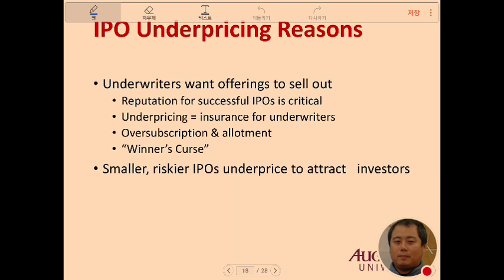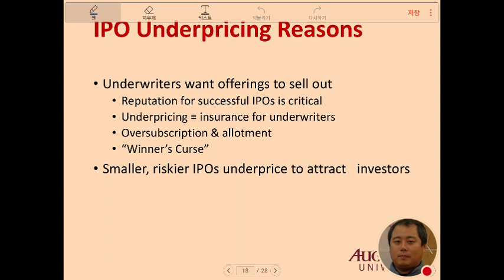So the biggest issue is that underwriters really want to sell the entire shares. If not, then their reputation is hurt. So basically, they don't want to set too high a price, because the investors hate that.